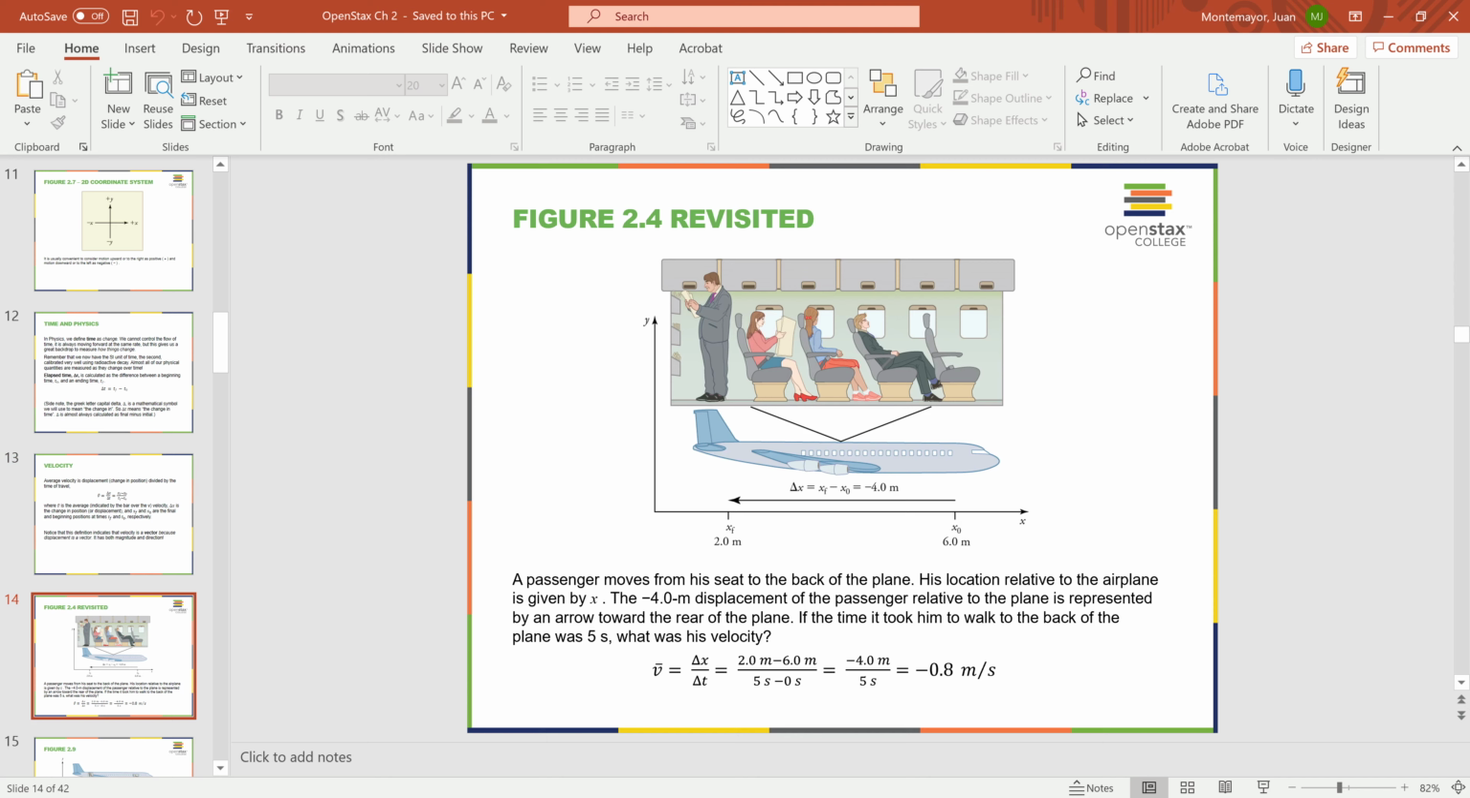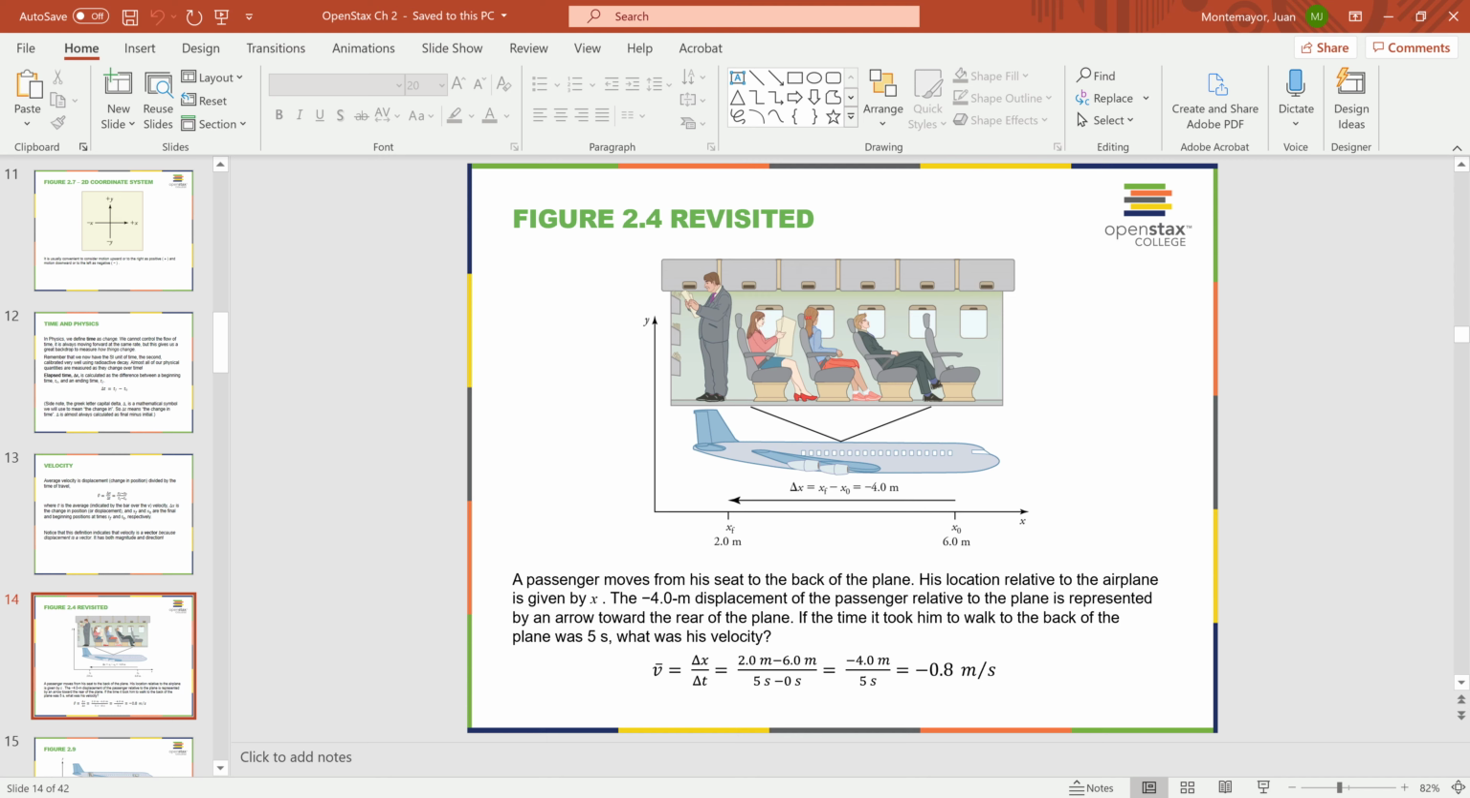Okay, so for this figure here, now we're going back to the figure where we figured out where our passenger ended up, but now we're incorporating time. Now we're asking, if the time it took for him to walk to the back of the plane was 5 seconds, what was his velocity? So we know our displacement. We know that 2 meters minus 6 meters was negative 4 meters. Now we're dealing with time.